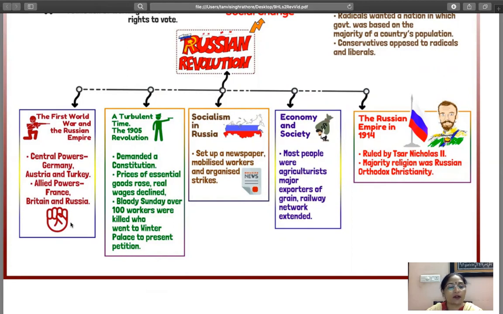But finally, Russia was part of the winning side, because the Allied powers won the First World War, but Russia had to face a lot of adversities, economic, political and social distress. They blamed everything on the king. So this was how the Russian Revolution started.